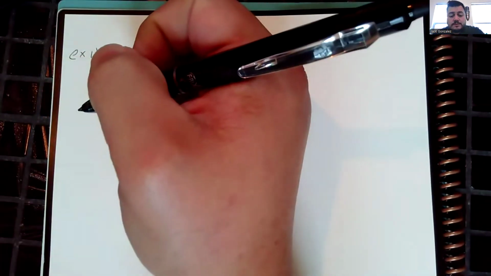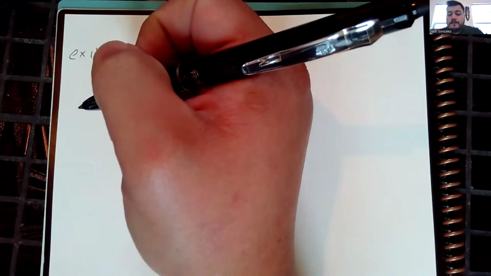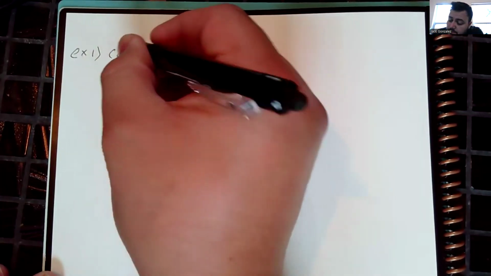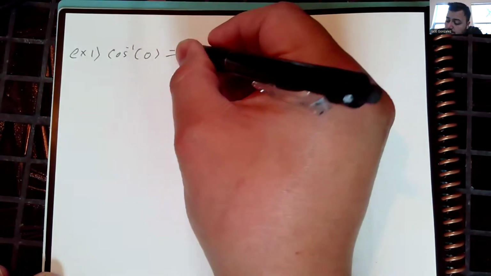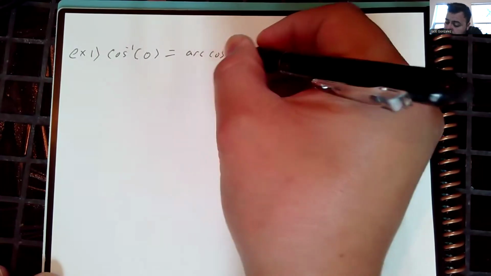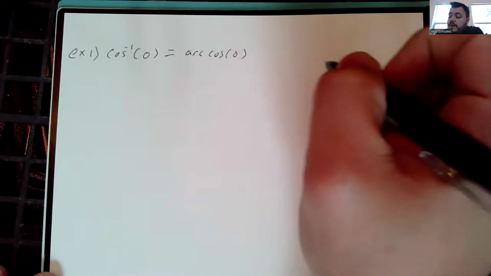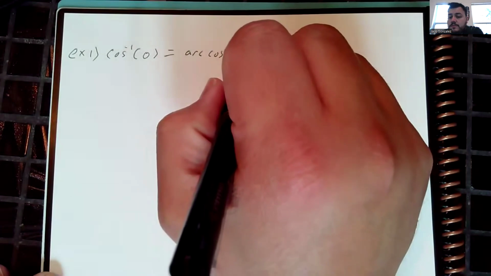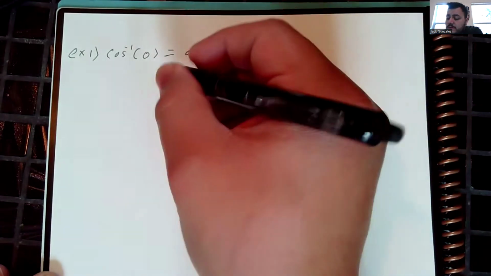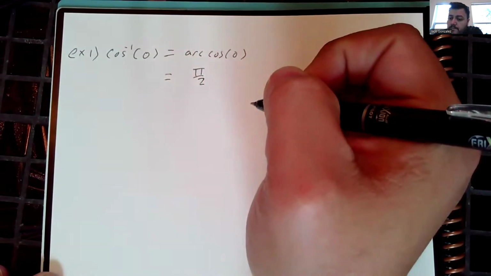Let's start with some easy ones. So cosine inverse of 0, which is the same as saying arc cosine of 0. At what angle is the x 0? If you look at your inner circle, you're going to see that this is going to be pi over 2, right?